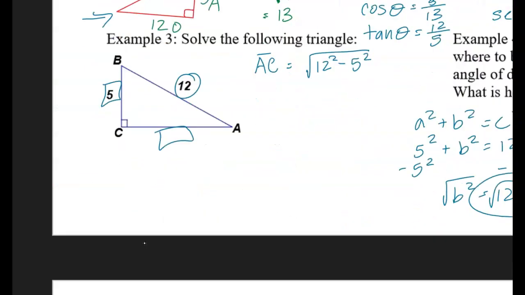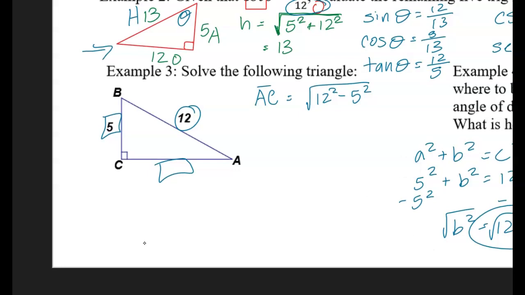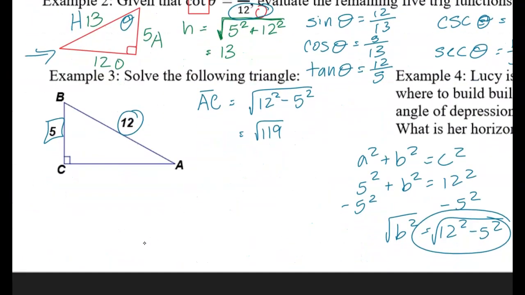Yes, 119. Now, does anyone know, does a perfect square go into 119? No. So that's it. As simplified as that radical gets, we're lucky here. So it means that this third side is radical 119. So now we found the third side, but we still have to find the other missing values, the measure of angle A and the measure of angle B.